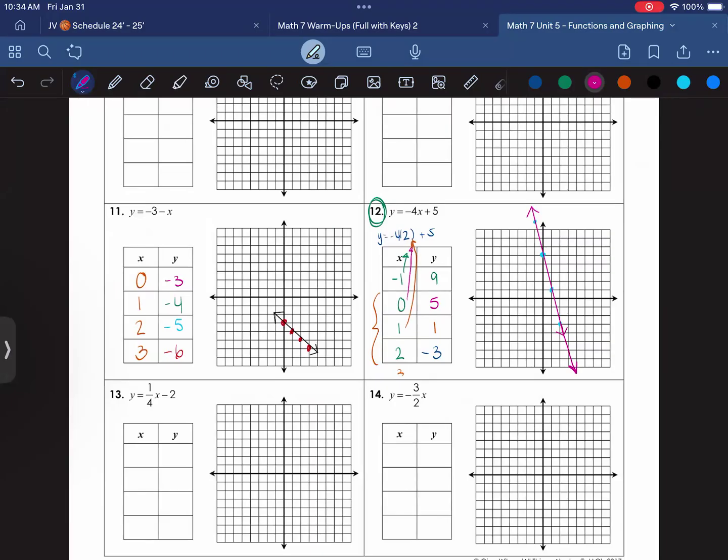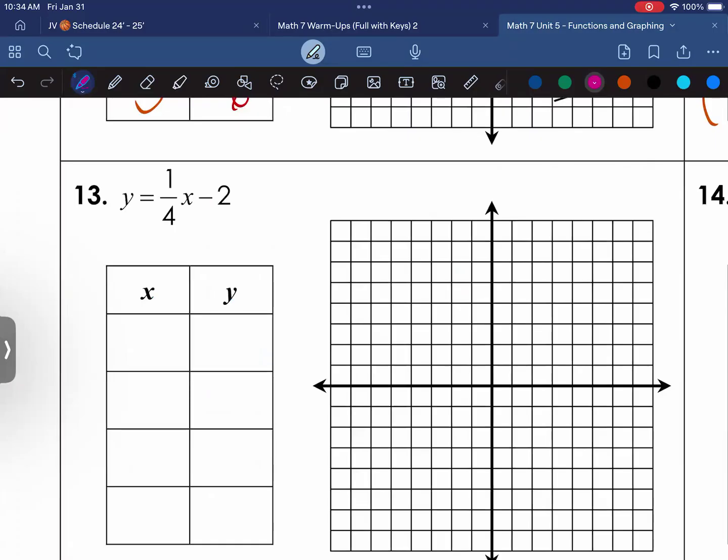Now let's go ahead and do number 13 together, just so that you can look at an example with a fraction. So here we have 1/4 times x minus 2. Anytime you are given a fraction, yes, you can turn this into a decimal, that's completely fine. But when I pick my x values, I'm going to pick those wisely. Let me show you what I mean. So I will start at 0, just because when I multiply here, 1/4 times 0 will get me 0. So it's going to be pretty simple. So that one, your answer for y would just be -2, right? 0 minus 2 is -2.